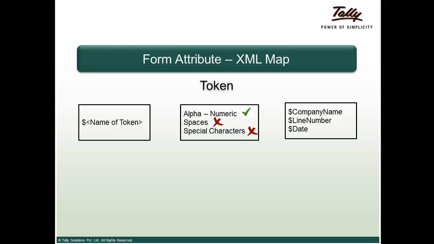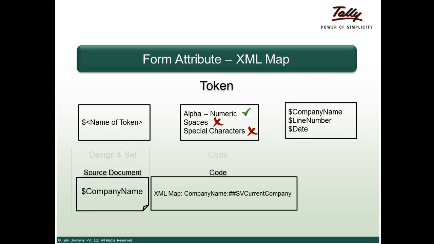To explain the same, here is a token $companyName specified in the XML based source document. When the system encounters this token, it looks for an XML map companyName which is defined in the code. This XML map takes the name of the current company through the variable SVCurrentCompany. Assuming the current company name to be National Traders, in the print preview we see that National Traders is substituted for the token $companyName.